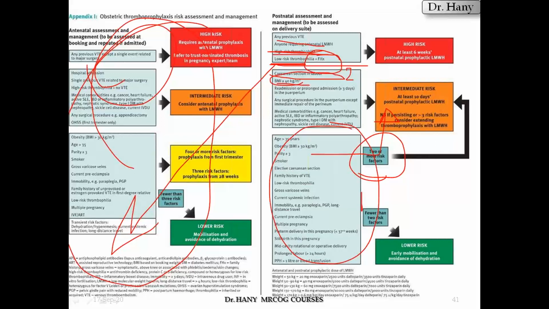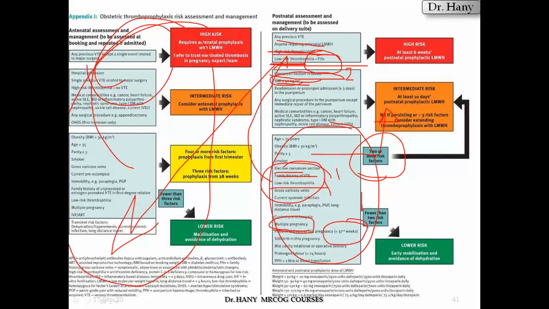Elective cesarean section scores 1, but emergency cesarean section scores 2. Family history alone scores 1, and low risk thrombophilia scores 1. But if the patient has both, it will be here. But if one only, it will be scores 1. Infection, paraplegia, current preeclampsia, twins, always forgetting. Preterm labor, always missed.